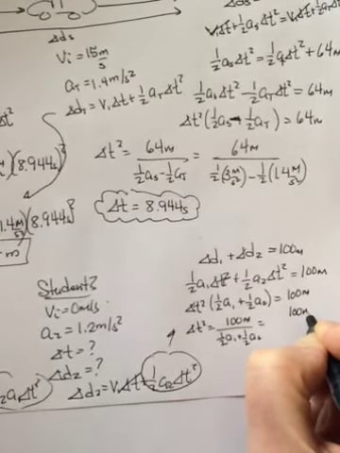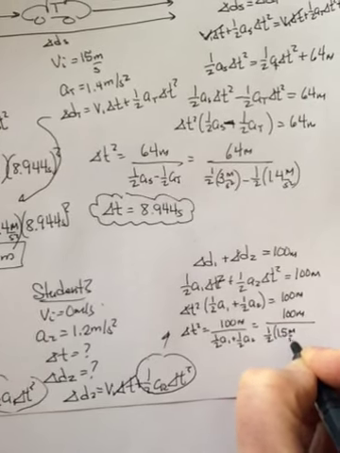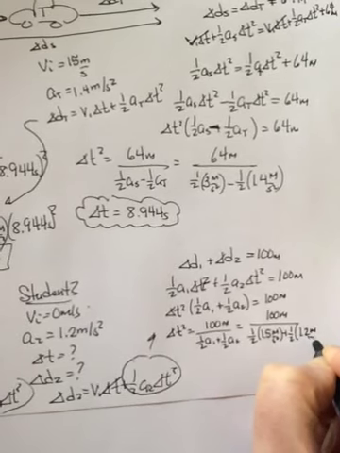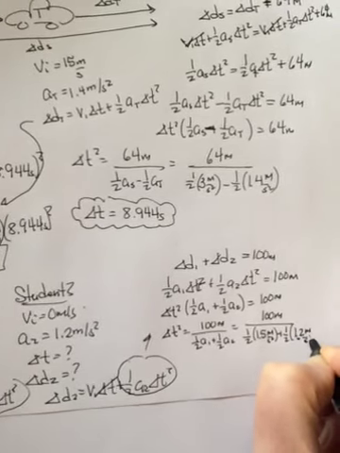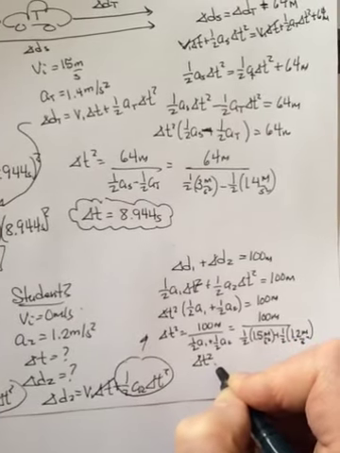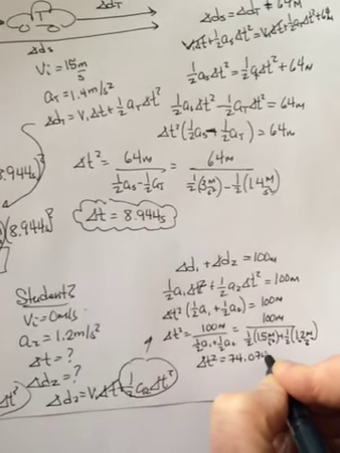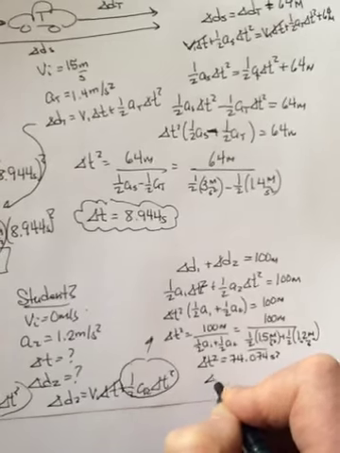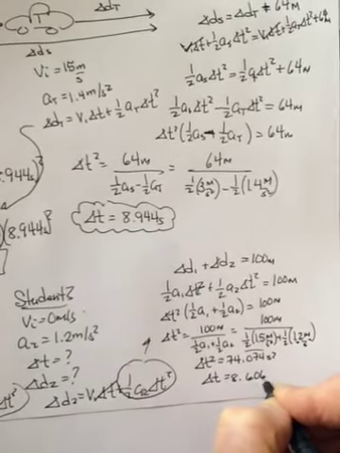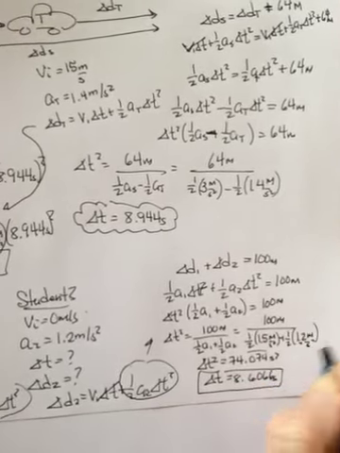So 100 meters divided by 1/2 of 1.5 meters per second squared plus 1/2 of 1.2 meters per second squared. And that's going to be a t squared. You're then going to take the square root. Before the square root, I think it's 74.074, and that's repeating. With the square root, it's 8.6066 seconds. Okay, so that's how long it takes them to reach each other.